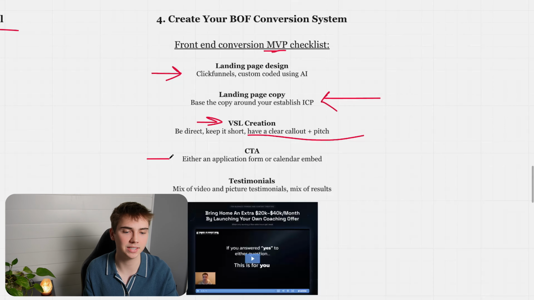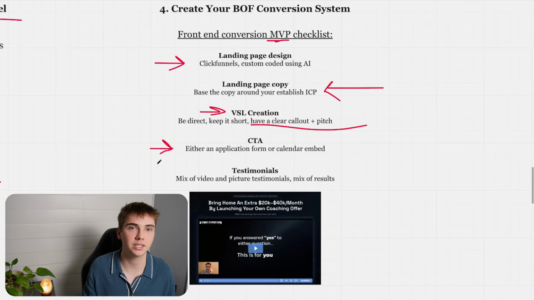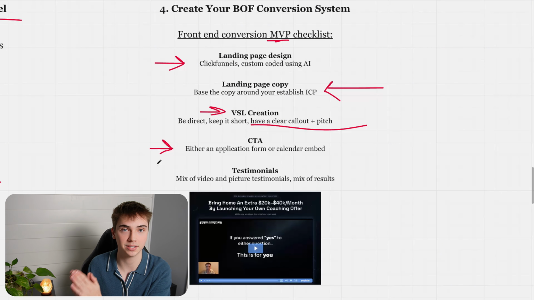You're then going to have a CTA, either an application form or a calendar embed. Like I said, it depends on your lead flow, it depends on your lead quality. But either way, you need a clear CTA and a clear path for the leads to take in order to take next steps with you.